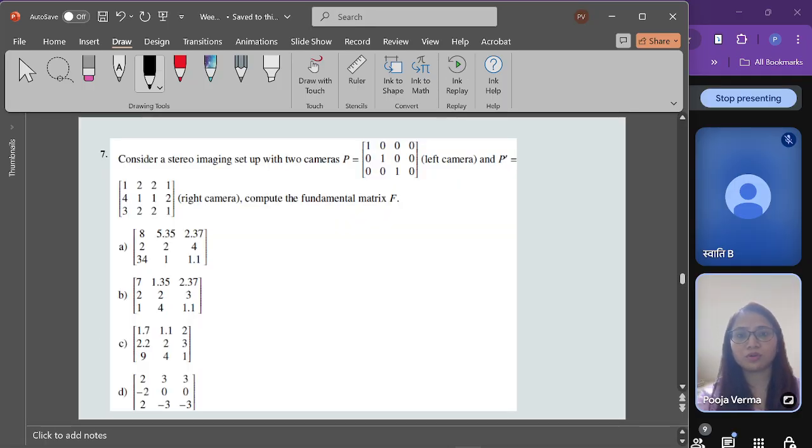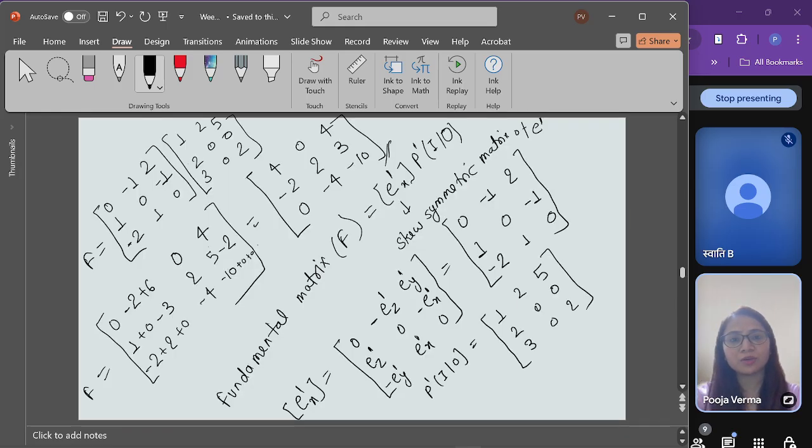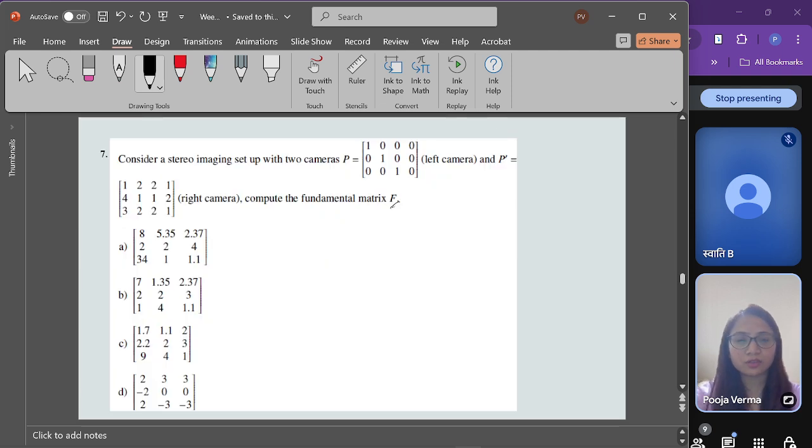Okay. So now moving here, the next question is also to compute the fundamental matrix. Here the left camera matrix and right camera matrix are already given. We have to calculate the fundamental matrix F. Already we have calculated how to find the fundamental matrix. So now can you just calculate or suggest something to calculate the fundamental matrix?